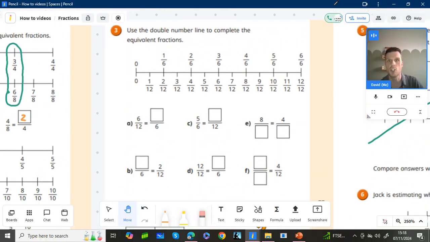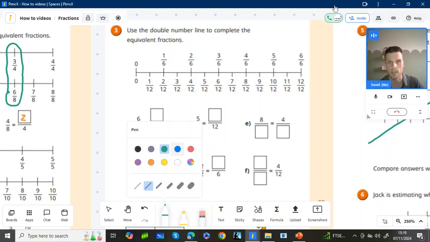So we're going to use the double number line to complete the equivalent fractions. So what we've done here, rather than having 2 separate number lines, we've put one number line along the top and the second number line underneath, so squish them together. All right, so I'm going to answer A, and then I'll leave you guys to do B to F.